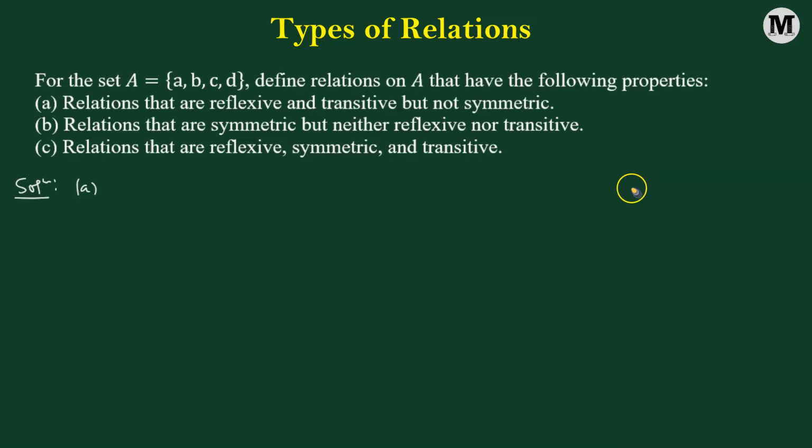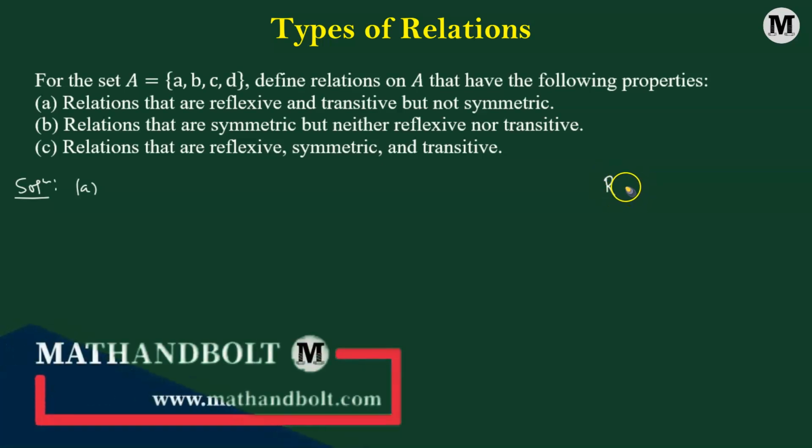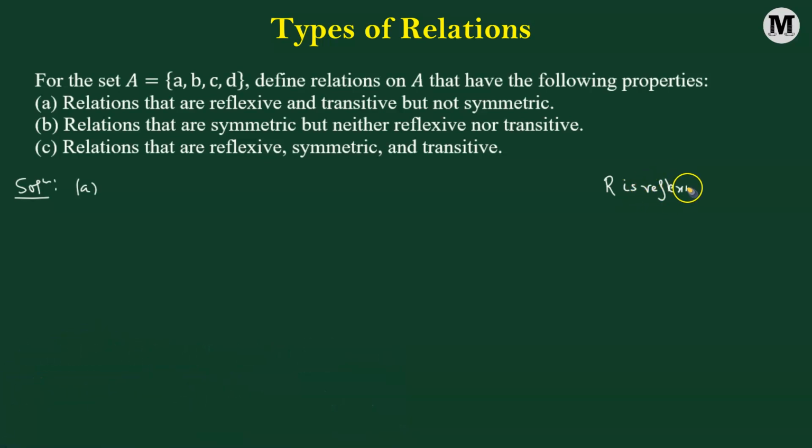So how do we check for reflexivity? Let's say we have a relation R defined on some set A. That means R is going to be reflexive if and only if the ordered pair (a, a) belongs to the relation R for all values of a belonging to the set A. So we have to pick up each and every element from the set A, and when we pick up that element, if we can form an ordered pair (a, a) that belongs to the relation R, then immediately we can say R is reflexive.